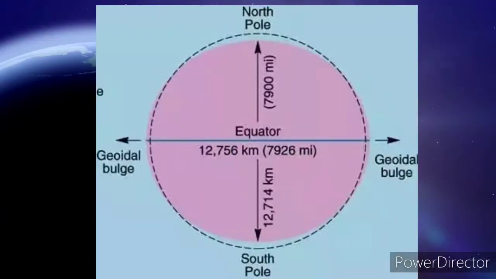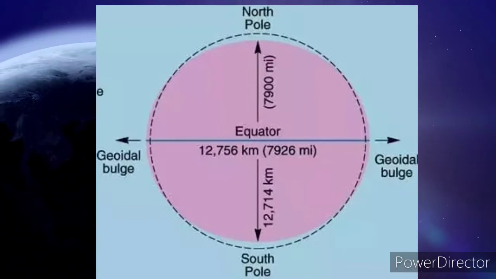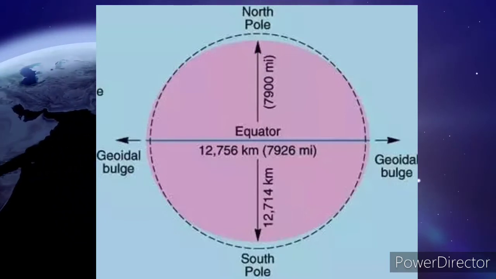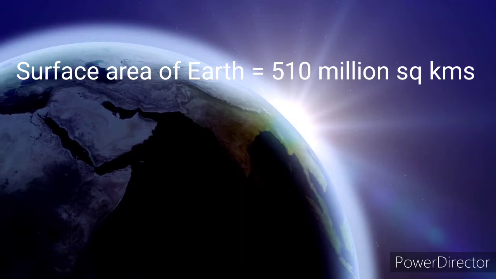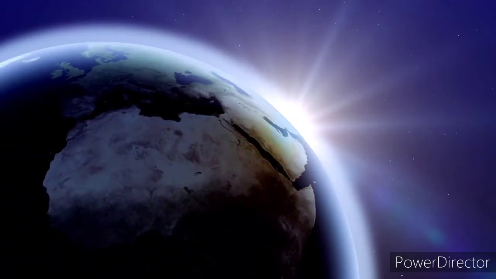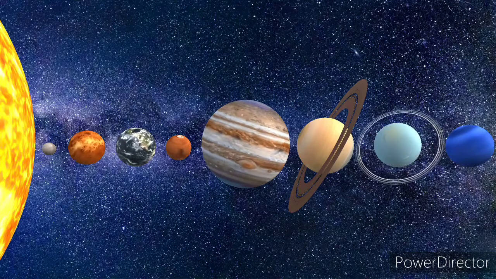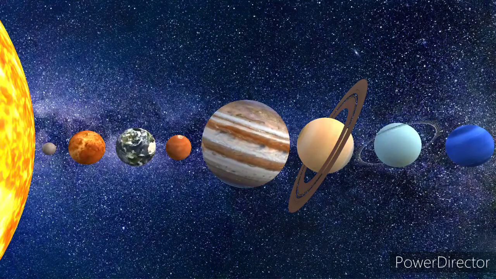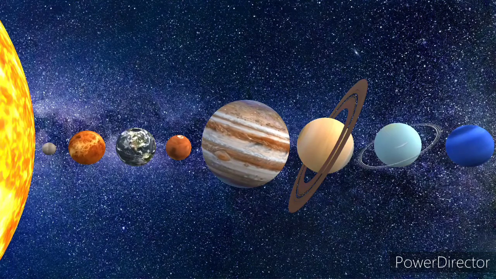Its diameter across the equator is 12,756 kilometers and its diameter across the poles is 12,714 kilometers. Its surface area is 510 million square kilometers, but still it is not bigger in comparison to Jupiter and Saturn. There are many reasons why the Earth is called a unique planet.